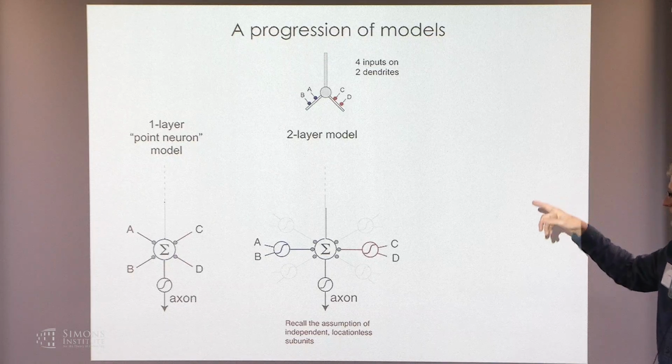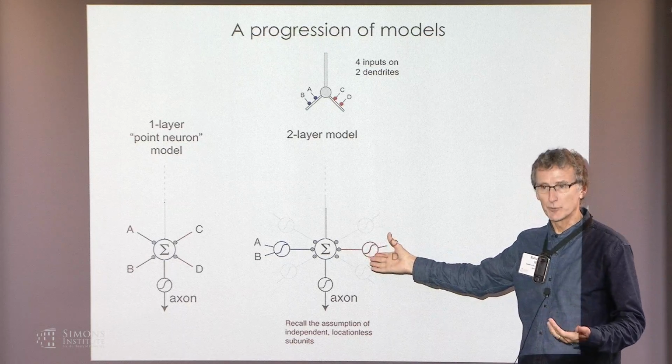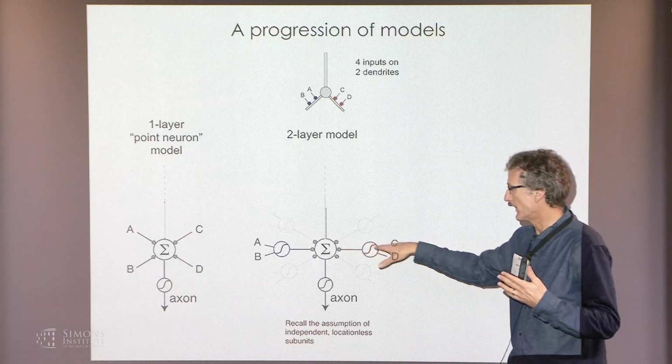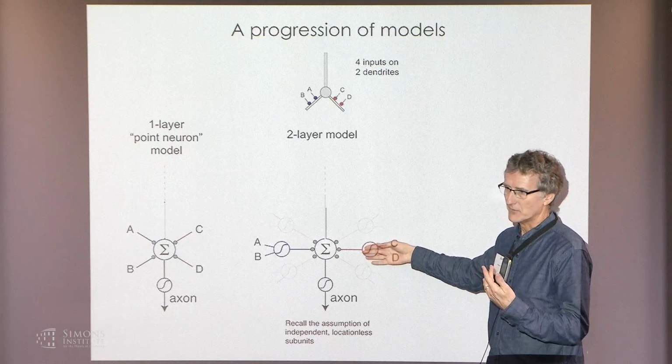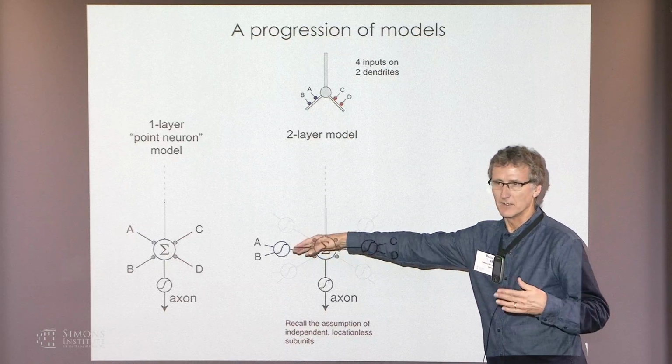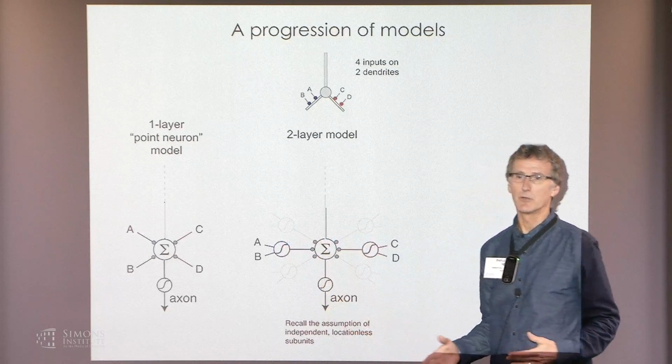And so for those types of cells, a two-layer model is more appropriate, where they kind of act independently of each other. The non-linearity acts independently on the stuff in this dendrite, and then it adds up with the stuff in the output of that dendrite, and that's the output of a neuron.